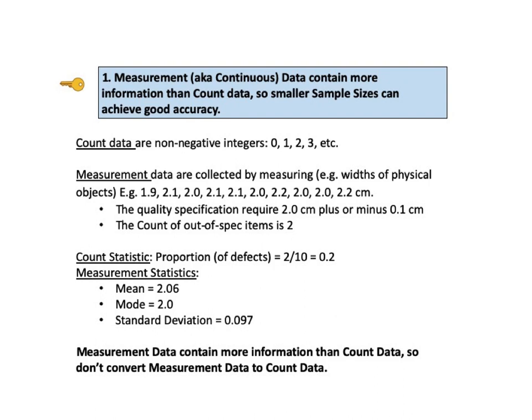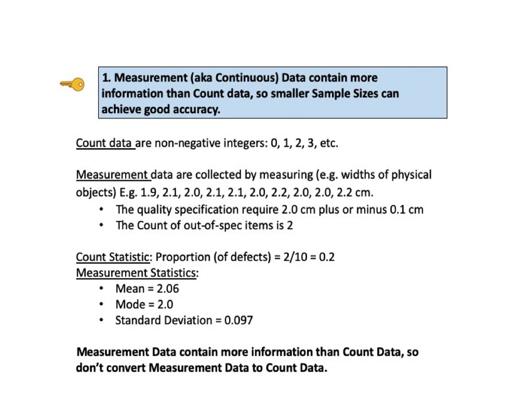In the sample of 10 measurements above, 2 of the measurements were outside the specification limits. So we might think about recording a count of 2 as the number of defective items in a sample size of n equals 10. What we would then know about the sample would be summarized in one statistic. The proportion of defects equals 2 divided by 10 equals 0.2. On the other hand, treating the same data as measurement data, we can say a lot more. We can say that the mean is 2.06, the mode is 2.0, and the standard deviation is 0.097.